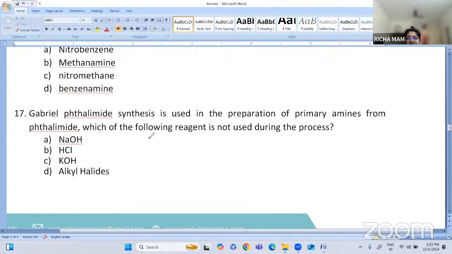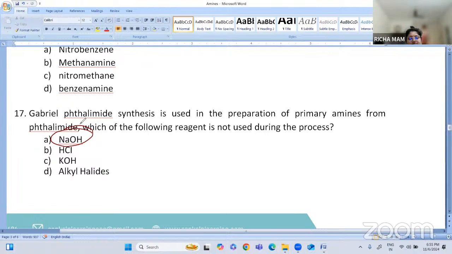Gabriel phthalimide synthesis. What do we use? What is the starting reactant? Bhuvan has answered A, that NaOH is not used. Do you remember the Gabriel phthalimide synthesis? Anybody? It is very important for your board exams.